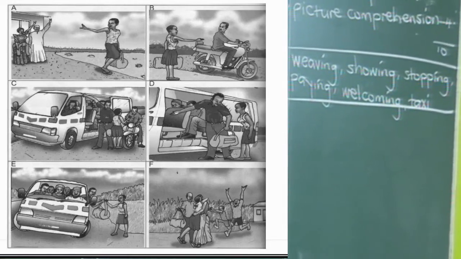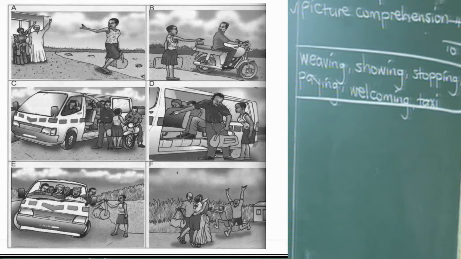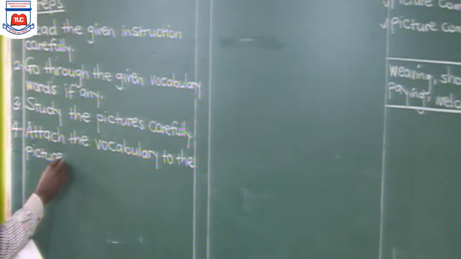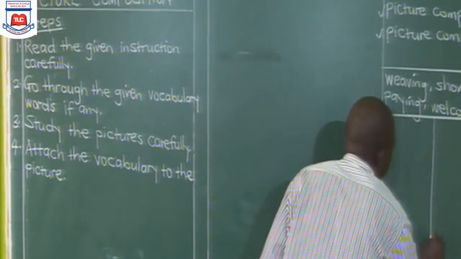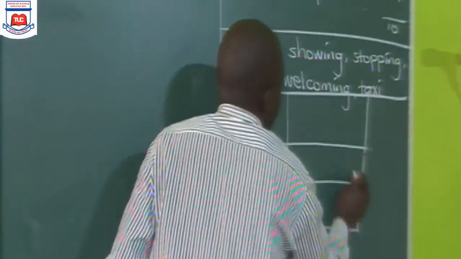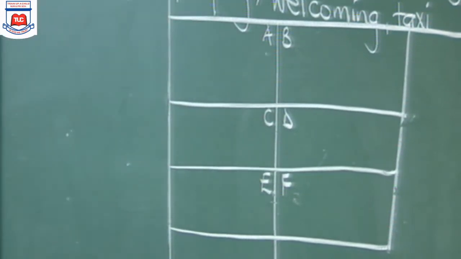So after you've studied the pictures carefully, what do we do next? The next thing we do is to attach the vocabulary to the pictures. Just as you can see, these pictures are given in boxes. So this is A, this is B, C, D, E, and F. Now we have to attach this vocabulary given here to the pictures.